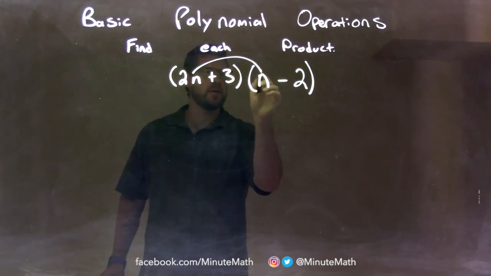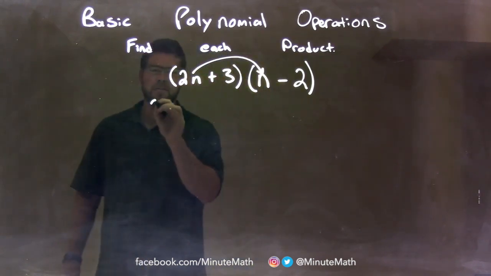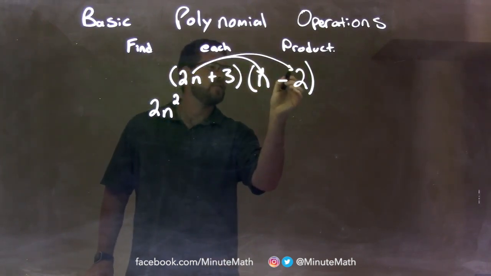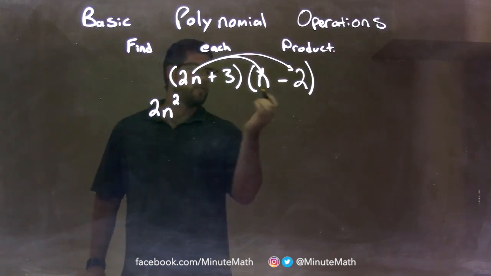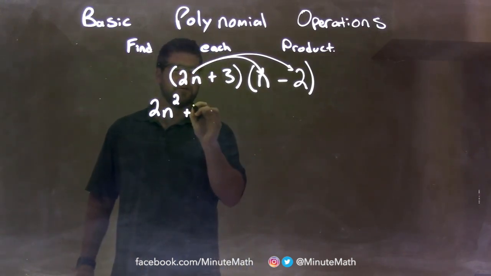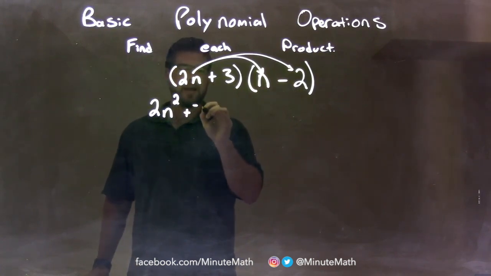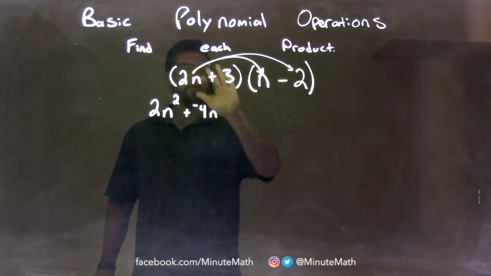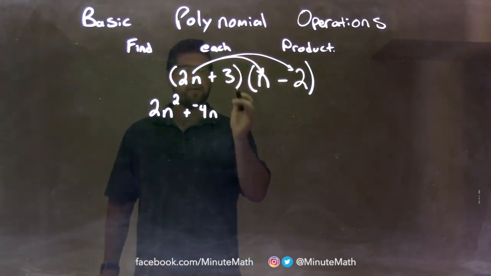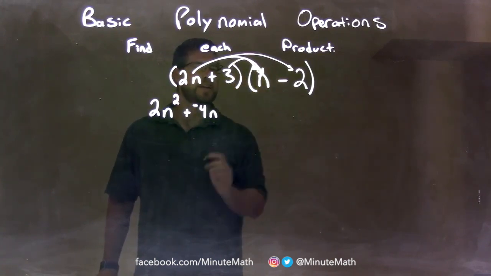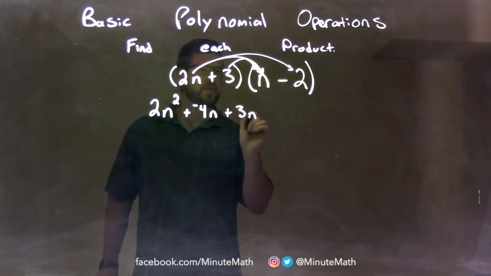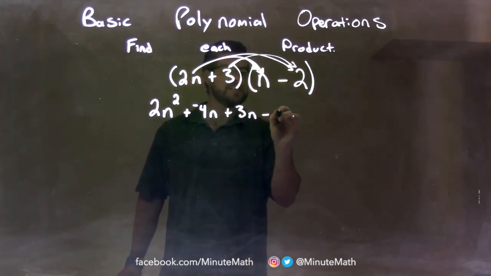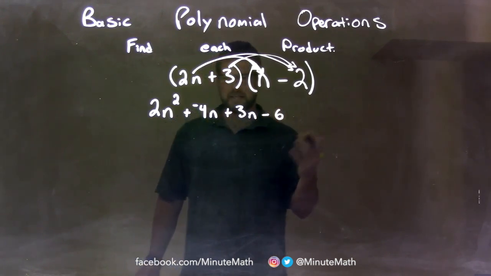So we have 2n times this n gives us a 2n squared. Then we multiply this 2n by this minus 2, and we have plus and negative here, right? So negative 2 times 2n is a negative 4n. Then we finish the 2n being multiplied to both parts. So now we have to deal with the 3. So 3 times n is just 3n, and 3 times a negative 2 is a negative 6, or plus a negative 6, however you want to see it, right?